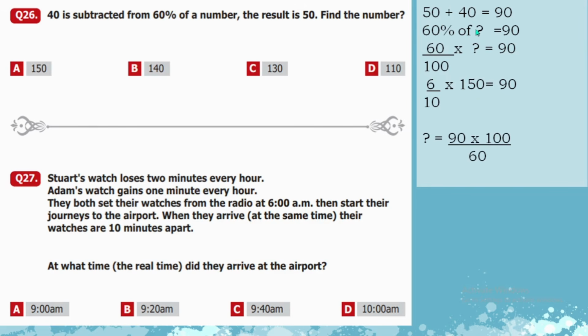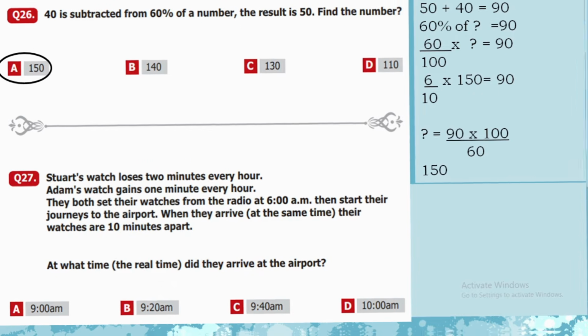Otherwise, you may use this equation to find out the answer as well. 60 by 100. 100 is in division here. It will be moved to the other side of the equal sign. It will be 90 multiplied by 100, and 60 was multiplied by the number, so 60 will be in division on the other side of the equal sign. So here if you solve it, still the answer is 150. So A is our correct option.